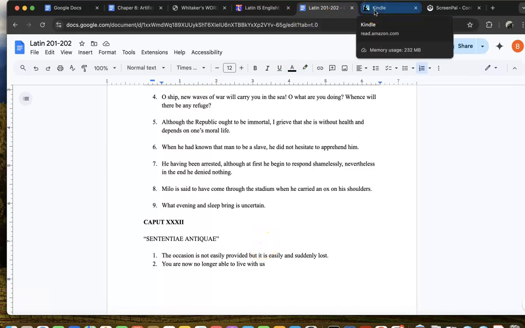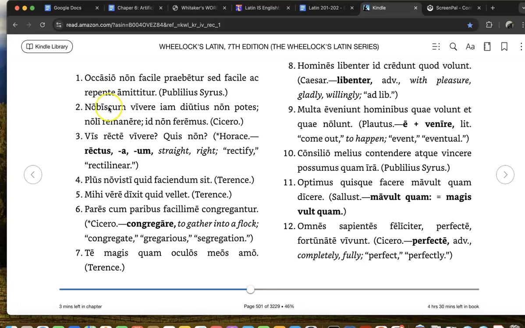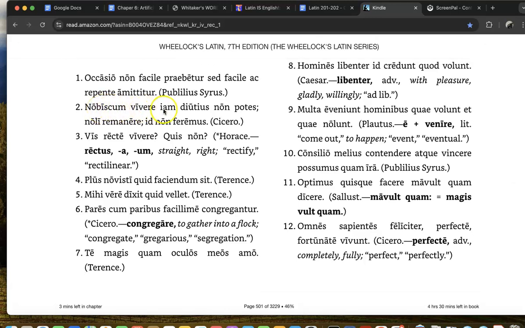You see I haven't changed it in the translation. That's how translation works. It's a process of creativity. So literally, with us, to live now, longer, not able. So you, s, are not able, non potest, to live any longer with us.